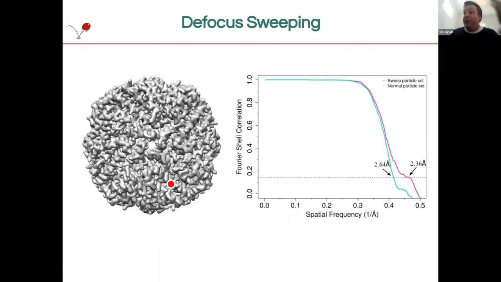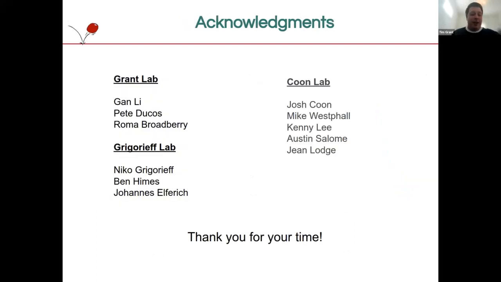And that the defocus sweeping was actually not killing the high resolution information, at least to where we can measure it. The goal of this is not to solve apoferritin, it's to solve harder things such as heterogeneous things or smaller things. So this was a great result for us. And now we're going to try this out on a number of much harder samples. Okay, I'm sorry I went a little bit over, but thank you all for your time.